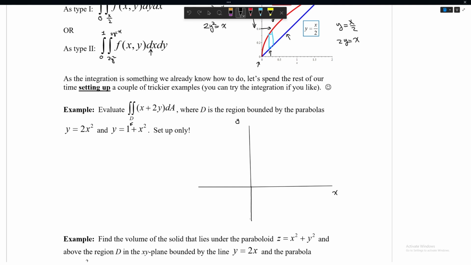Actually, I don't need the bottom one, I just need that one. Okay, and so I know one starts at 1. So one parabola looks something like this, and my second parabola is a little bit skinnier. Now, you're probably going to wonder, what if I don't know how to graph these? So this is 2x squared and 1 plus x squared.